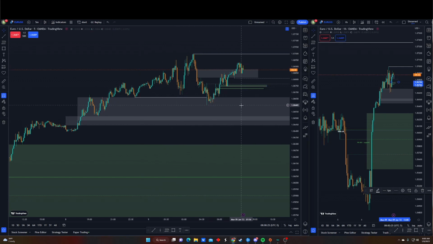So at this moment, if I want to be a buyer, I'd want to be a buyer below that low. I'm sorry, that low. And we're going to see what happens. I don't think we're going to revisit this area. I think that's a breakaway gap. This is a 4-hour fair value gap.